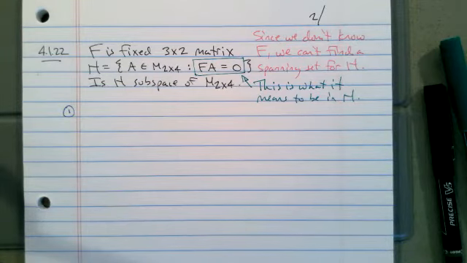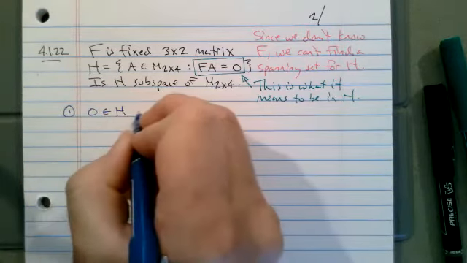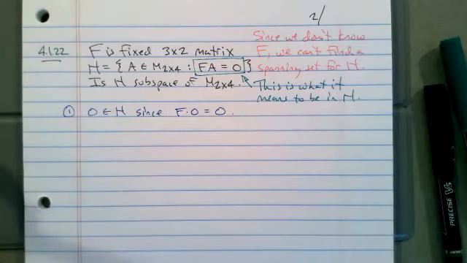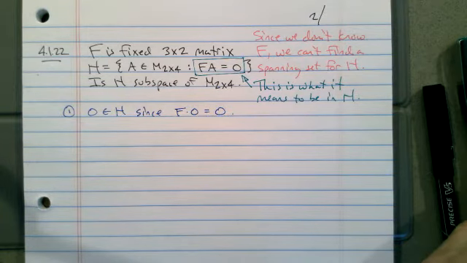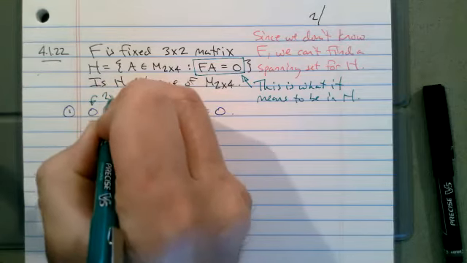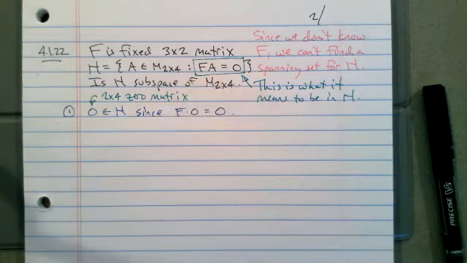Notice that the 2×4 0 matrix is in H. 0 is in H since F times 0 is equal to 0. So that's the first one. This does contain the 0 vector. And in this case, when I write 0, we are talking about the 2×4 0 matrix. So, all set there. That's number 1.